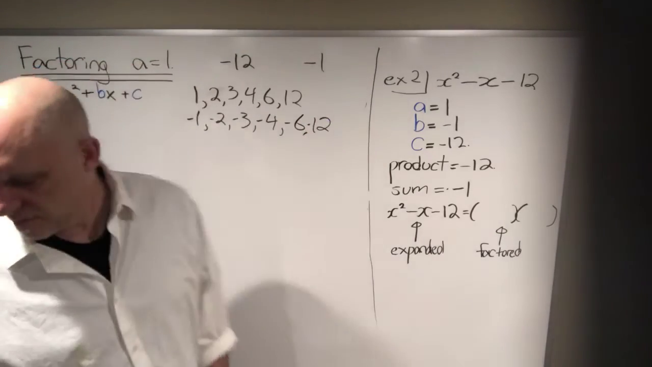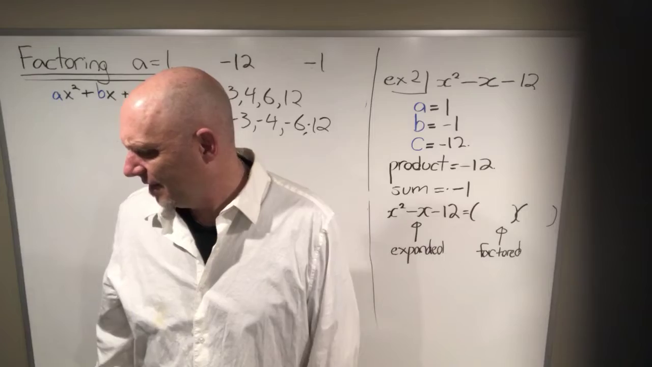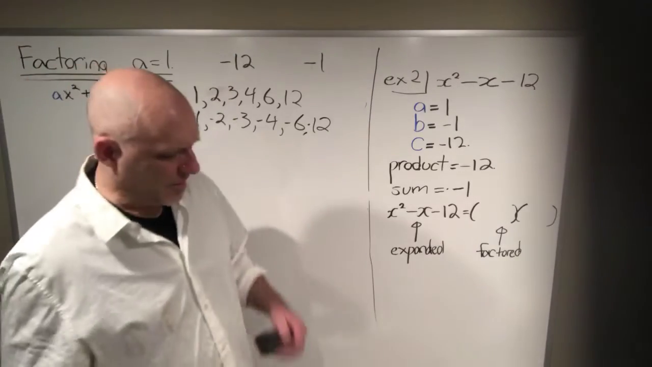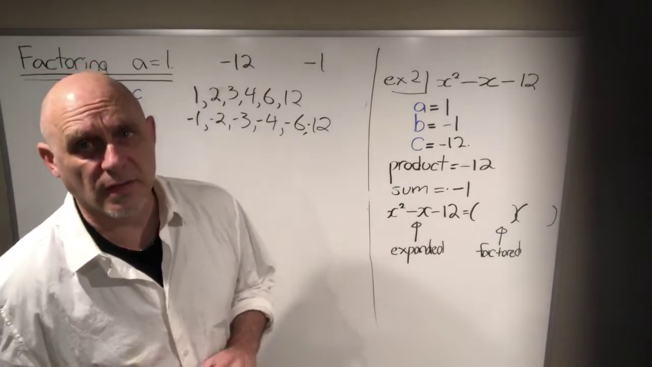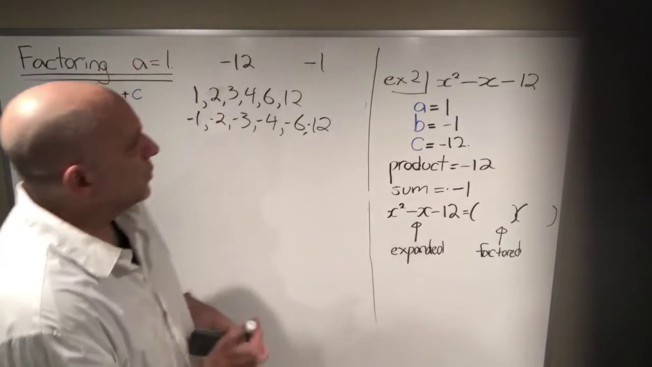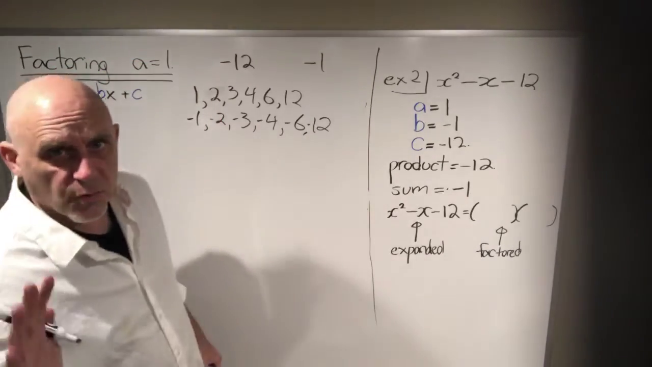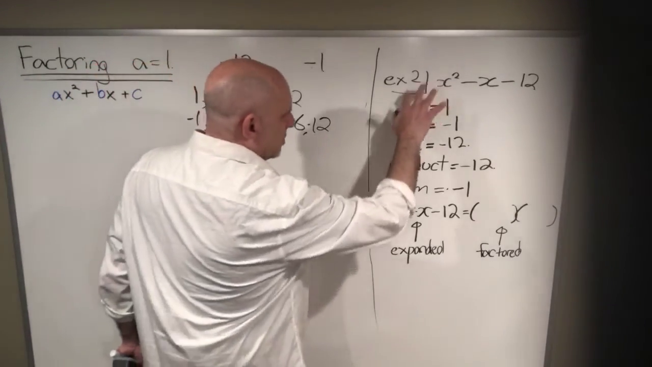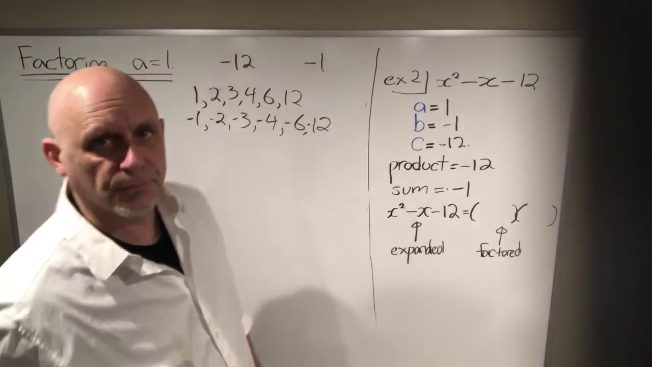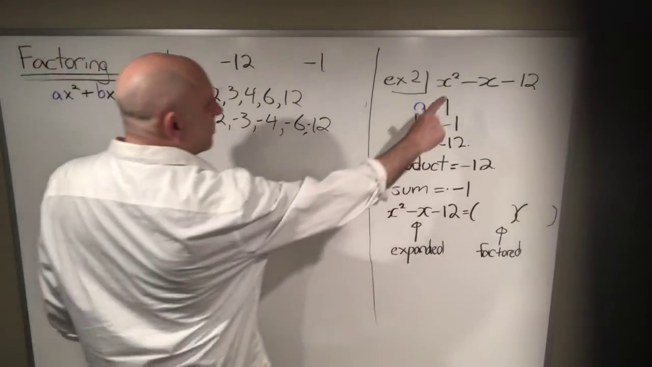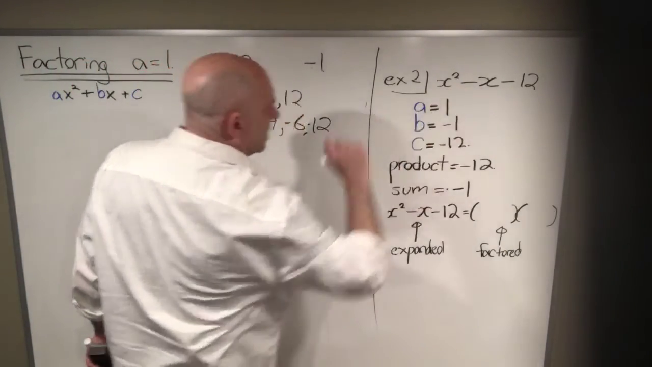Now you're looking at this like, oh my gosh, what an exhausting list. You really got to go through all that nonsense. Well, I'm only doing it like this at the beginning. Trust me, a lot of you, when you do the practice, you're going to go from here, skip all this stuff, right to there. Because I know what the numbers are. I have to multiply to get negative 12, add to get negative 1.